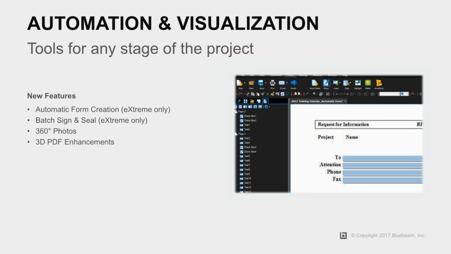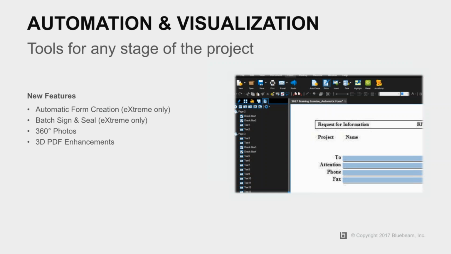Batch sign and seal allows you to digitally sign and stamp large quantities of documents in one big automated process. So for any architects that are on the line, you're really going to appreciate that feature, not having to sign and stamp these individual PDFs one by one. Now you can do it in one batch automated process.